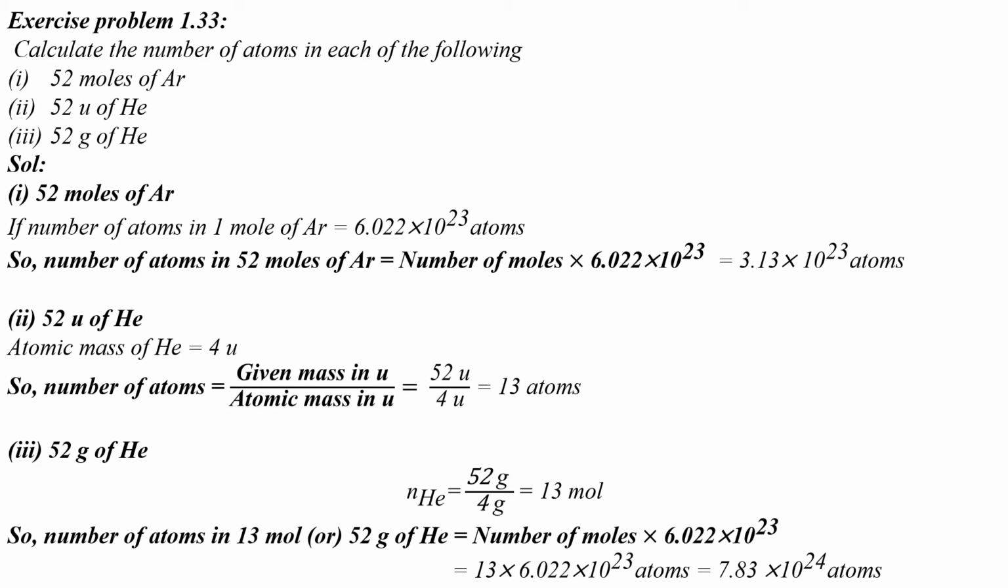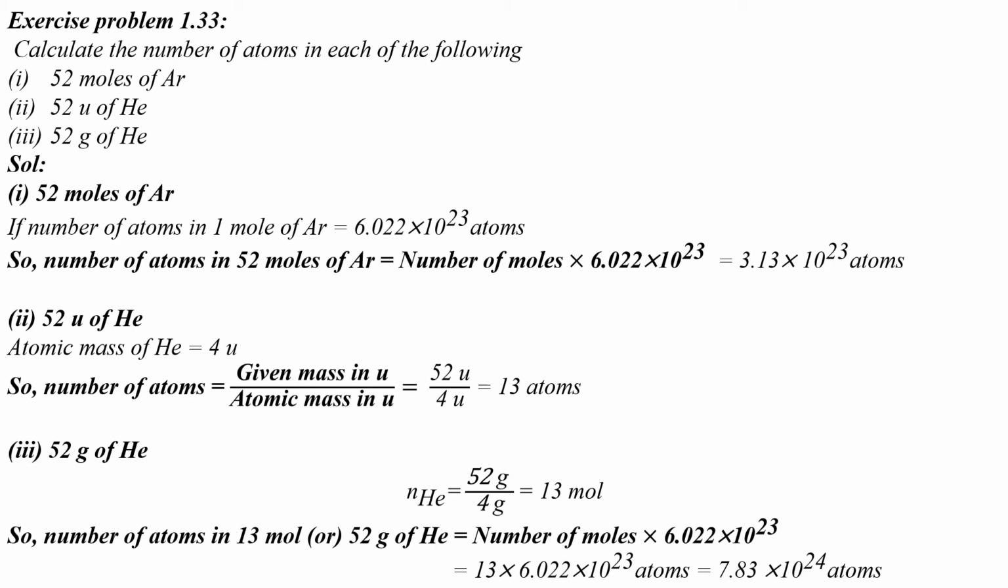Now we know that the number of atoms in 1 mole of argon is equal to 6.022 into 10 power 23. That is Avogadro's constant. If these many atoms are present in 1 mole, then how many atoms are present in 52 moles of argon? We use the formula number of atoms equal to number of moles into Avogadro's constant. On substituting 52 in the place of number of moles and multiplying it with Avogadro's constant, we get the answer 3.13 into 10 power 23 atoms.